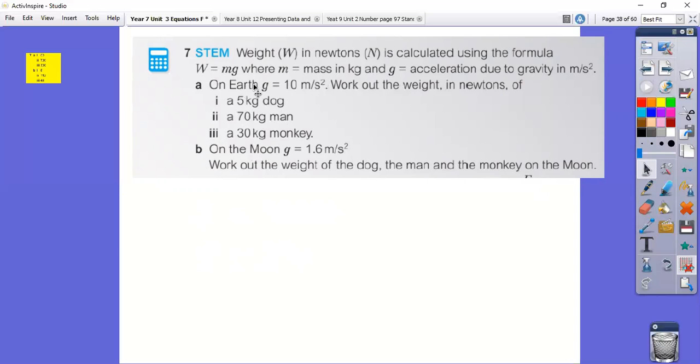So again, you would use the formula, stick these numbers in, use your calculator to work out the value for the 5 kilogram dog, the 70 kilogram man, and the 30 kilogram monkey.